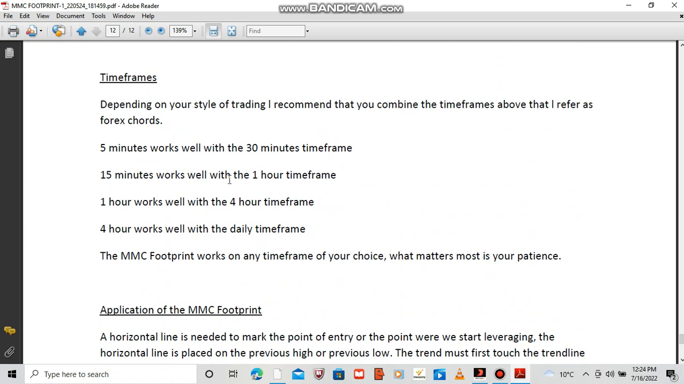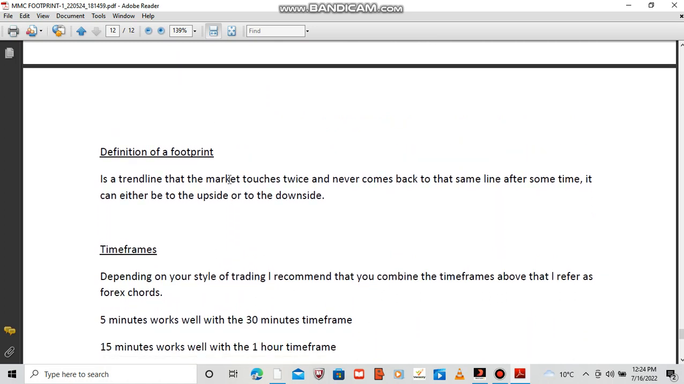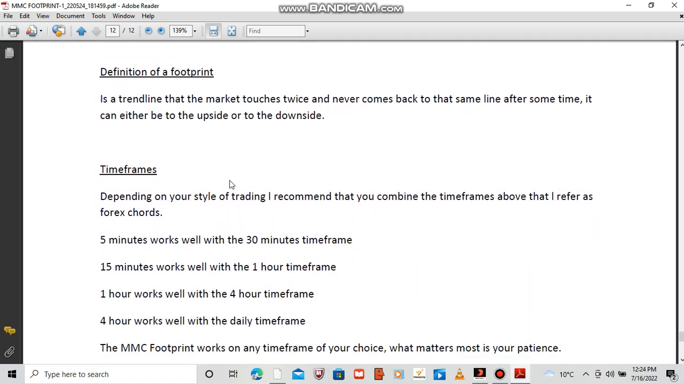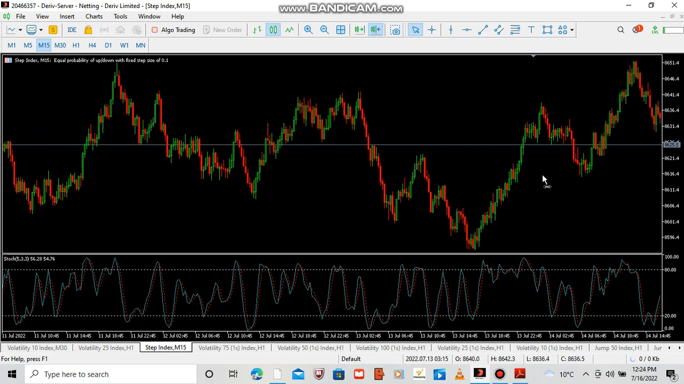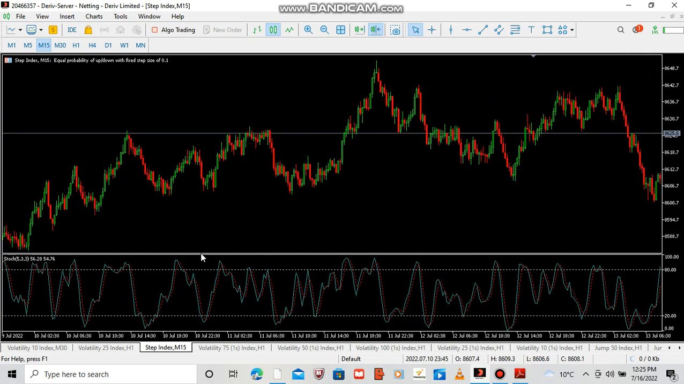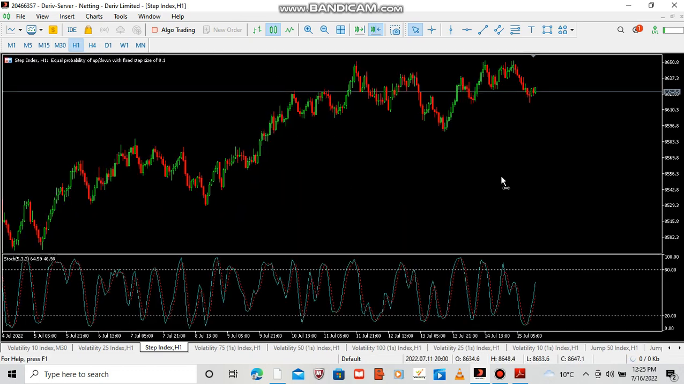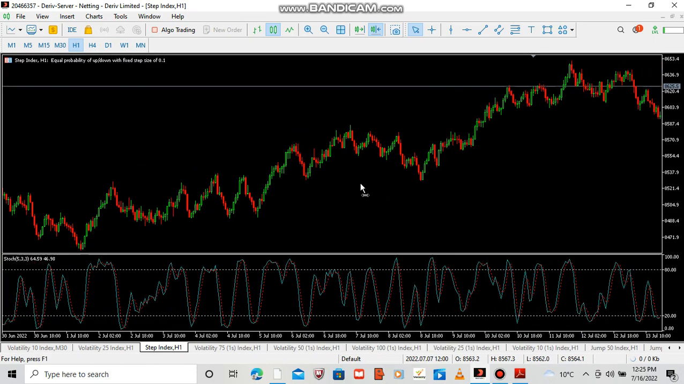The MMC footprint here is defined as a trend line that the market touches twice and never comes back to after some time. It can be either on the upside or the downside, right? So let me give you a quick example of a footprint. It is a trend line that the market touches twice and never comes back to after a long time, right?